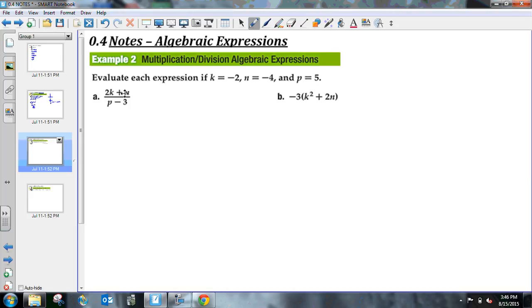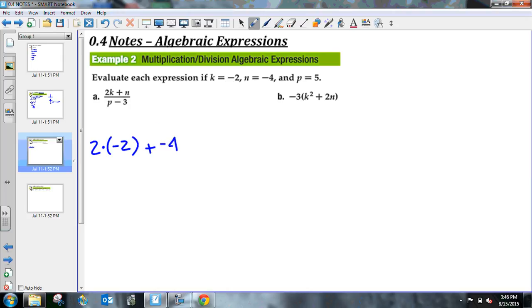All right, let's look at this one first. Now, we want to evaluate each expression if k is equal to -2, n equals -4, and p is equal to 5. So I'm going to rewrite this, and I'm going to plug these values into my expression. Okay, I'm going to substitute them in. So I'm going to write 2, and there's nothing in between the 2 and the k. That means I'm going to multiply. So I'm going to put a multiplication symbol here by the little dot, and I'm going to write k. Now, instead of writing k, I'm going to write what k is equal to, and that's -2. Now, because I have a negative, I'm going to put that into parentheses. So 2 times -2 plus n. Well, n is -4. So instead of writing n, I'm going to write -4.